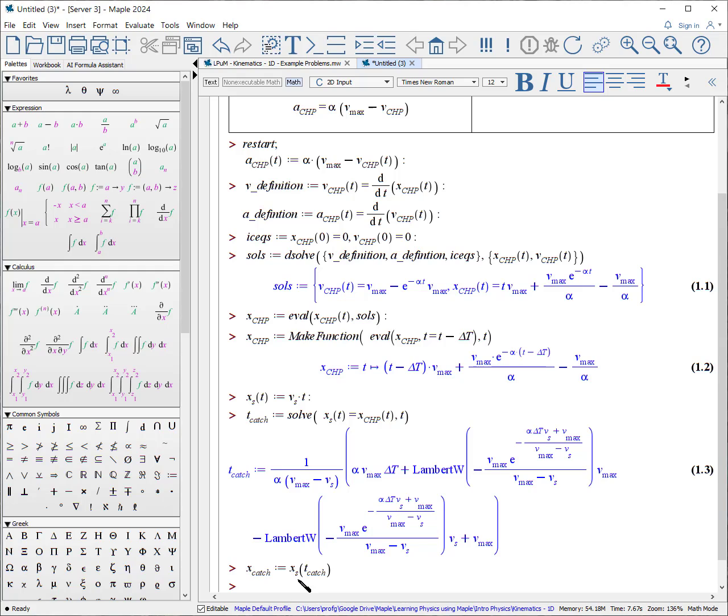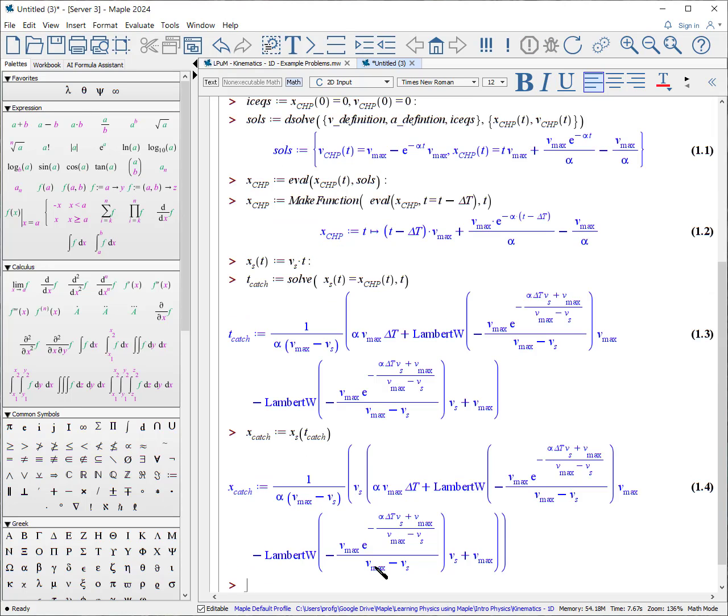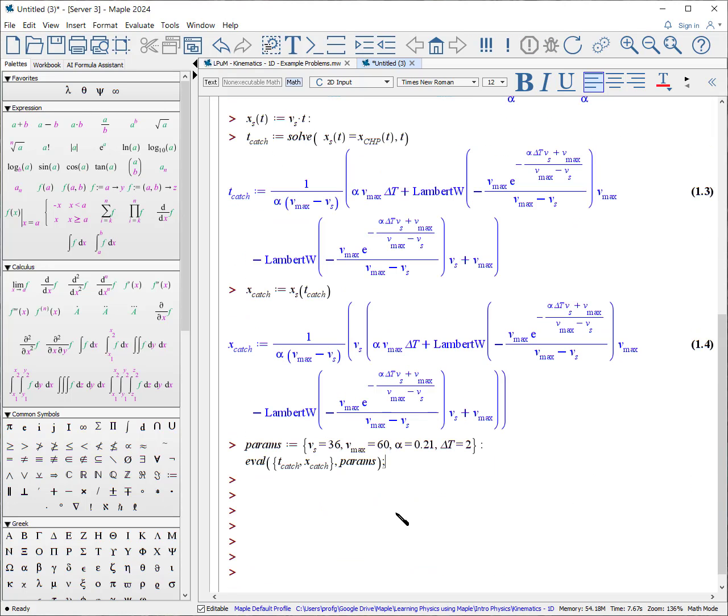Where does this catch occur? The catch occurs at that same time for the speeding vehicle. And now we can apply the values. These are a bunch of parameters, a bunch of constants that we're all given. Therefore, we're going to evaluate both this time and this position, which are not functions but expressions, given the set of parameters. It turns out it takes 16.3 seconds and 587 meters.